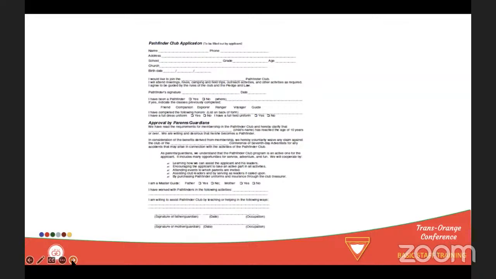The parent is signing to make sure that they are going to support the child, because the children do need the support. So in that form, we have a signature for both the Pathfinder and the parent. This form, you don't need to go through it in detail now. It's there in our Pathfinder manual. We can go and check it out for more information, because our Pathfinder administrative manual and Adventurer administrative manual are loaded with information that will help us in running these clubs in the right way.